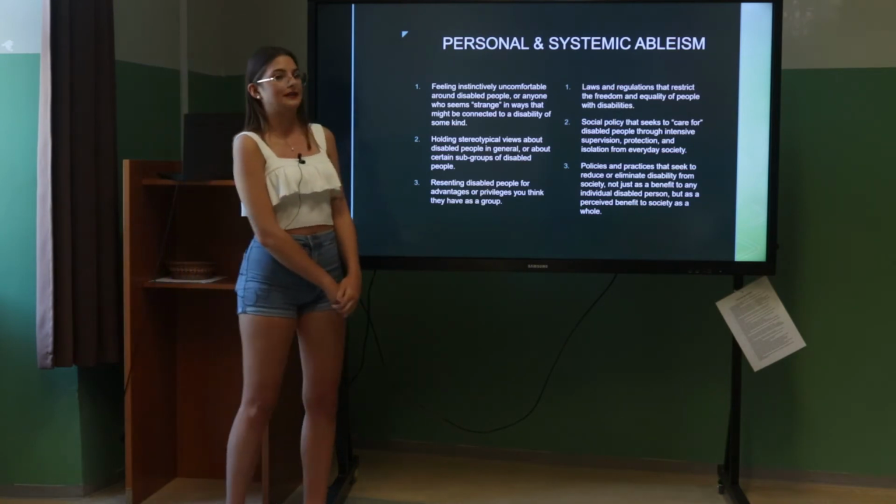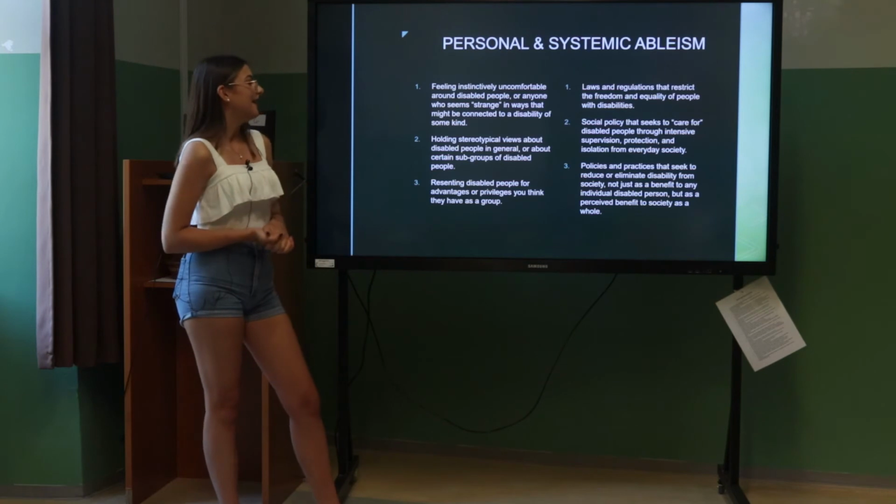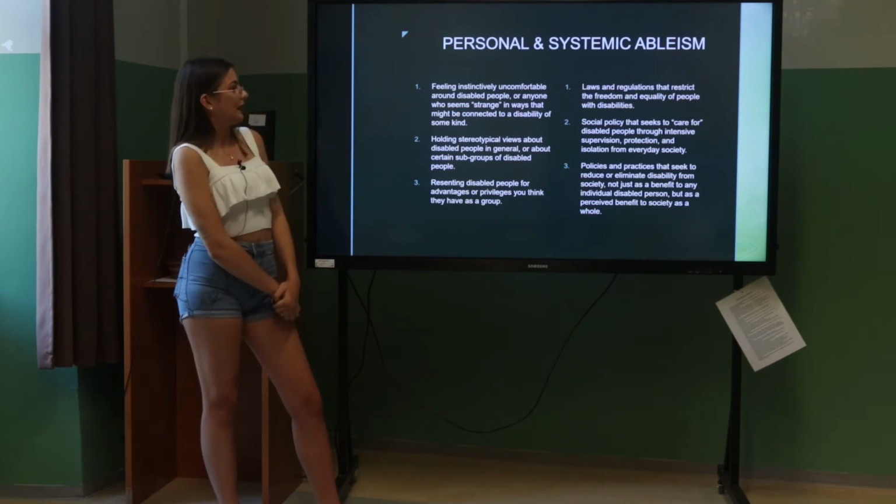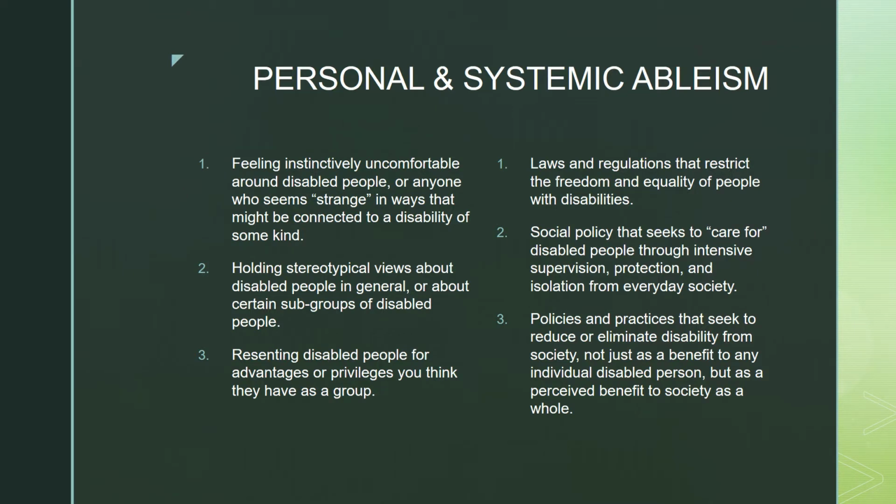Systemic ableism is a bit more difficult, but I tried to simplify it to 3 points as well. The first one is laws and regulations that restrict the freedom and the quality of life of people with disabilities. The second is social policy that seeks to care for disabled people through intensive supervision, protection, and isolation from everyday society.